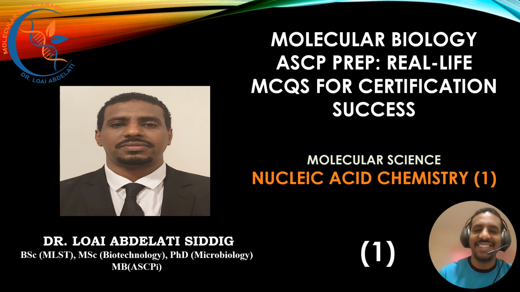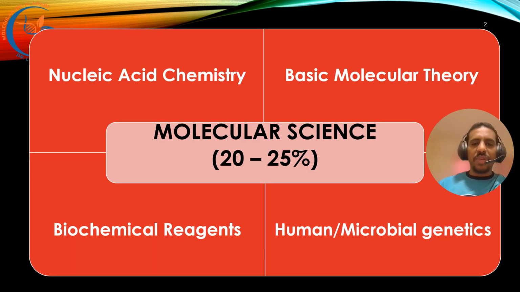Let's get started. In this series of molecular biology ASCP preparation, I will cover various topics of molecular science such as nucleic acid chemistry, basic molecular theory, biochemical reagents, and human microbial genetics. These topics collectively make up 20 to 25% of the total exams. I will simulate the test as a real exam using multiple choice questions and provide explanations for the answers afterward. So let's dive into the details of the molecular science part.